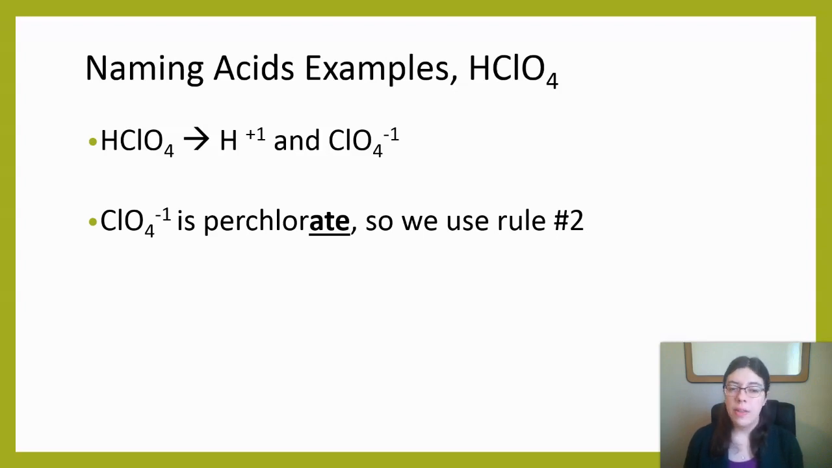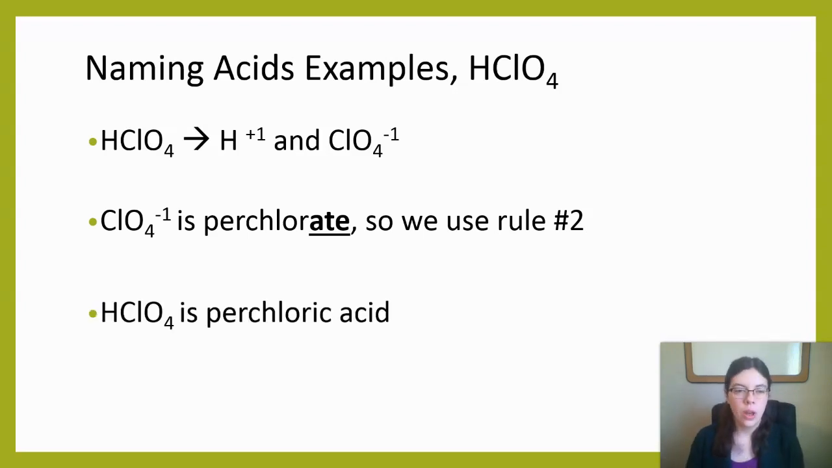We want to focus on that ate ending. So with the ate ending, we're going to use rule 2. I ate something icky, so it's going to be something-ic acid. So if we put it together, we're going to take that beginning part, the perchlor, add the ic, and it becomes acid. So HClO4 is perchloric acid.